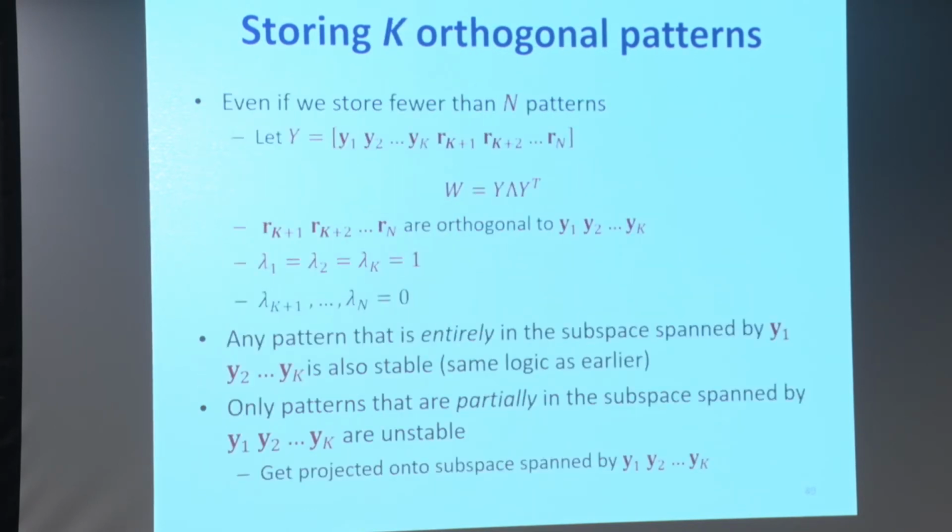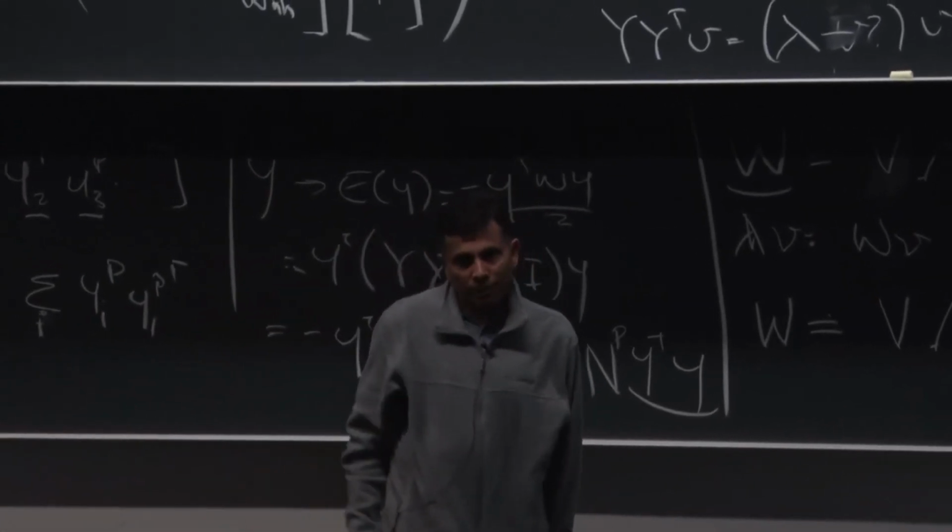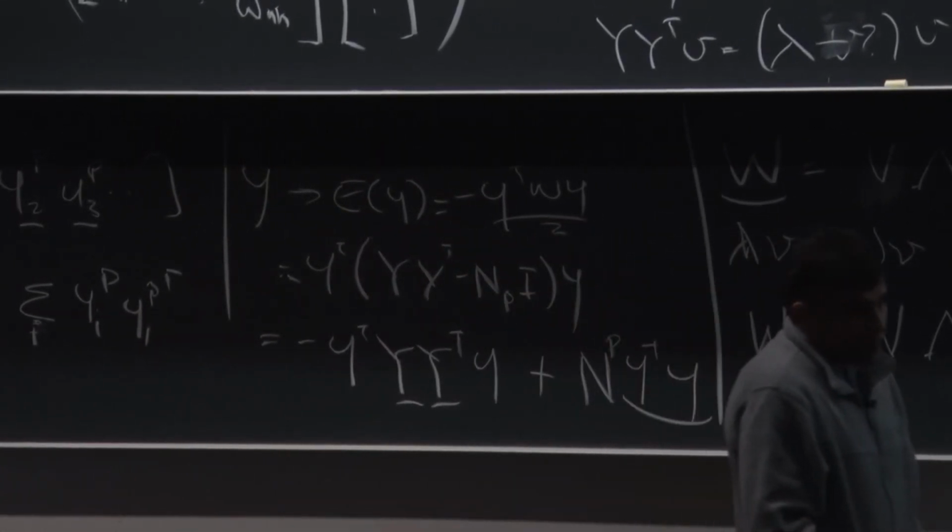What happens if I'm trying to store less than n patterns? Let's say I'm only trying to store k patterns, right? Then my weights matrix includes a bunch of other eigenvectors that I don't care about. But if I'm using Hebbian learning for these k patterns, the eigenvalues are all 1. That's the way you define it, right? Every pattern is included once in my Y matrix, so all of them have eigenvalue 1.